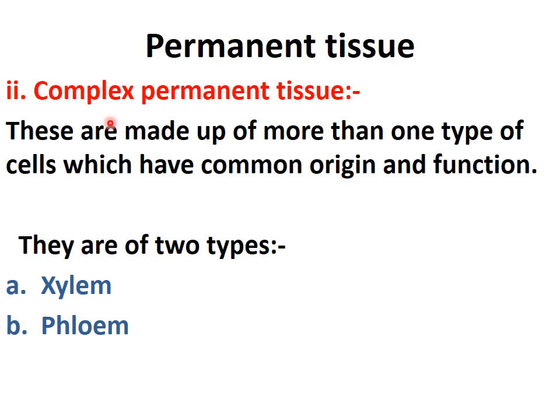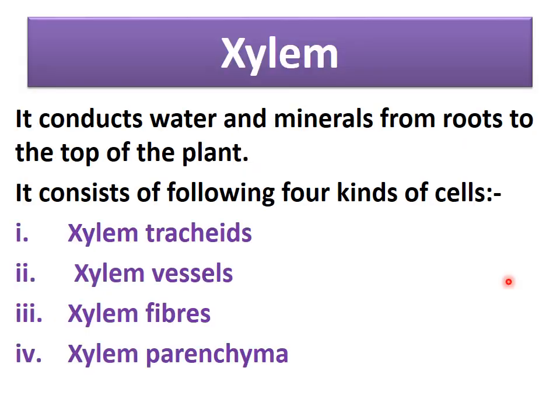Now what are the types of complex permanent tissue? There are two types. Number one, xylem. Number two, phloem. So we will study today about xylem and phloem. So what is xylem?